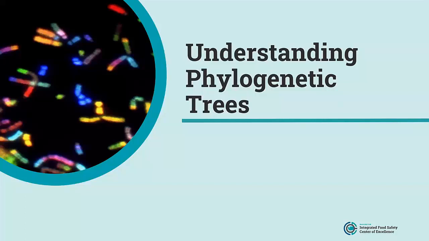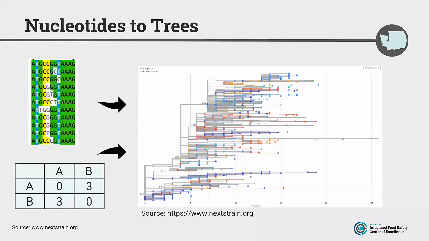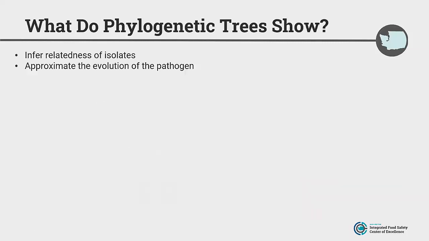So now we have our information, and we want to take that distance information or that sequence information and turn that into something a little more pretty. So we're going to talk about going from nucleotides to trees. What do phylogenetic trees actually do or show? Phylogenetic trees can help infer the relatedness between isolates and then approximate the evolution of the pathogen over time as it's reproducing.